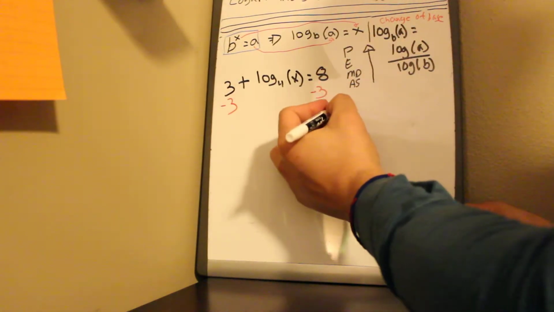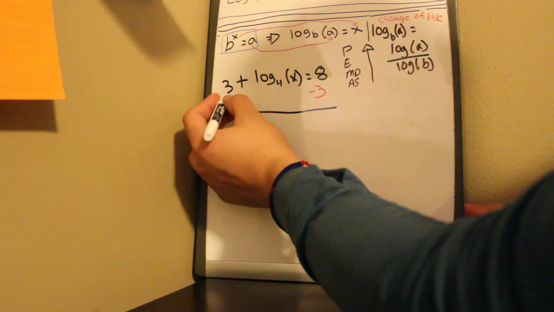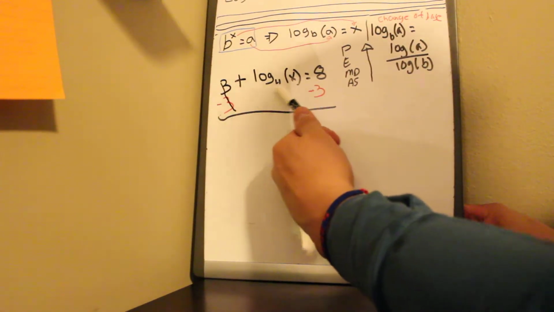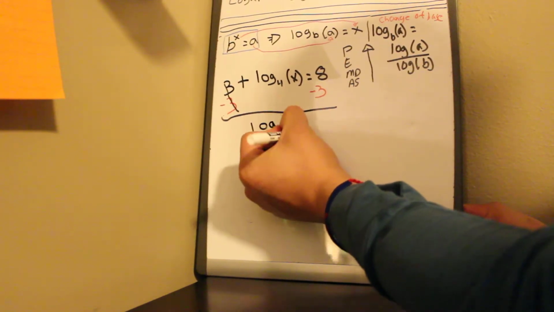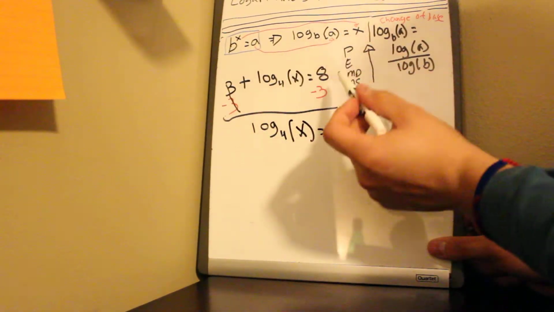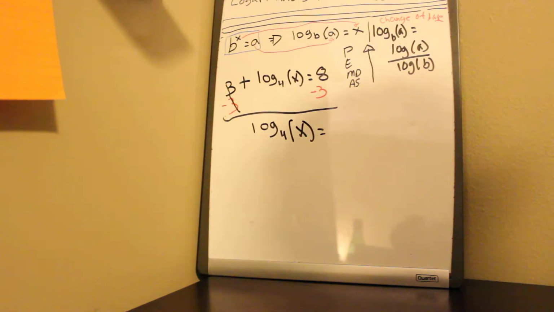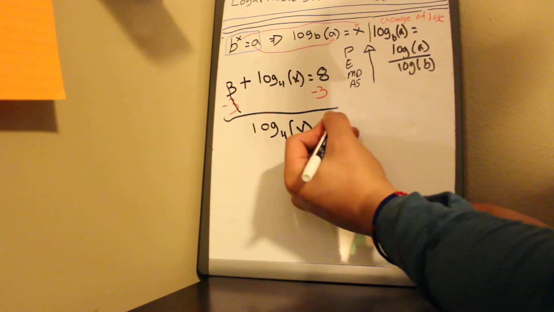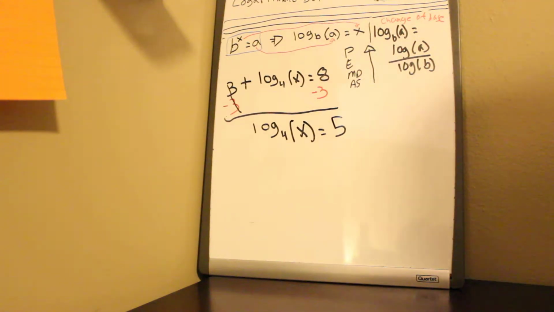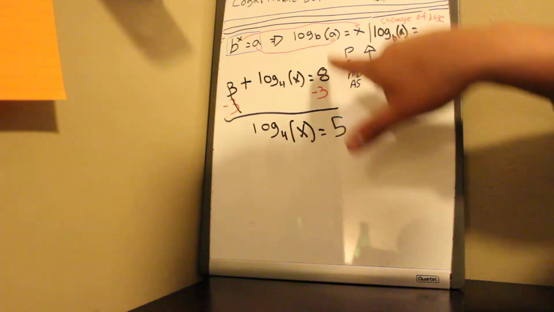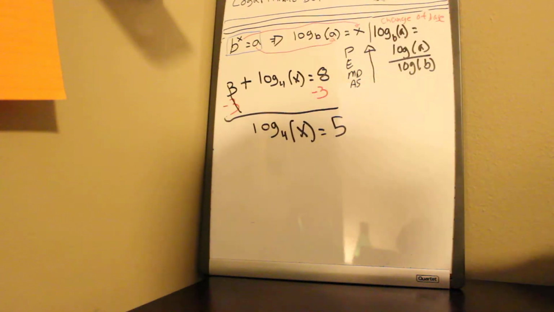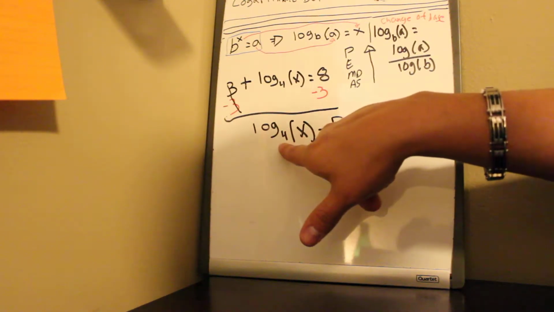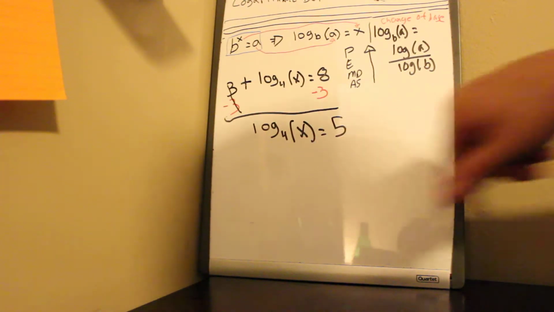When we do that, we get 3 minus 3, which is just 0. So what we're left with on the left-hand side is log base 4 of x equals, now we have 8 minus 3. Well, 8 minus 3 is 8, 7, 6, 5. So 8 minus 3 is 5. Now we have something that looks like this: log base b of a equals x. In our problem, we have log base 4 of x equals 5.